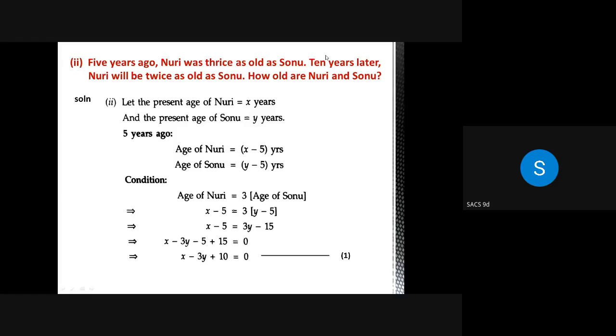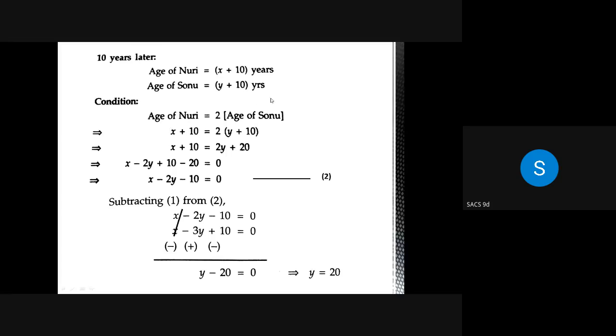The second case is 10 years later. So 10 years later, the ages will be x plus 10 and y plus 10. So Noori will be twice as old as Sonu. So the equation will be x plus 10 is equal to twice of y plus 10. And after simplifying this, I will get my second equation, that is x minus 2y minus 10 equal to 0. And these are the two equations which I need to solve.